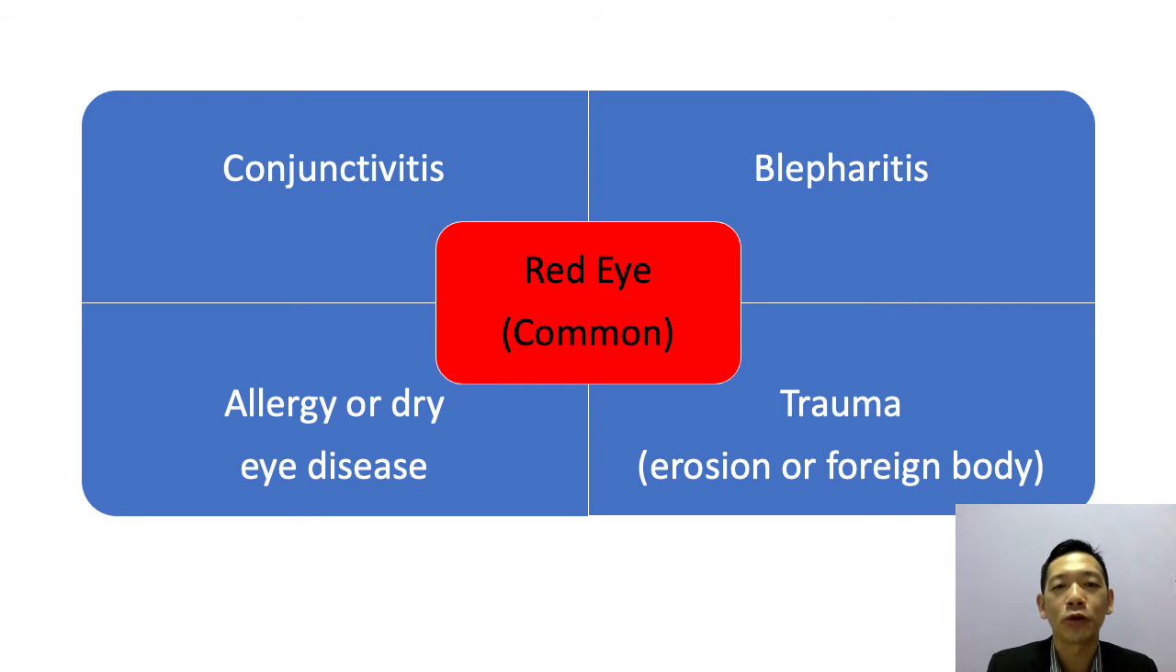Now let's talk about the use of topical steroid for acute red eye. The common causes of acute red eye in primary care settings are conjunctivitis, blepharitis, allergy eye disease, and sometimes patients will come to you with dry eye disease with a red eye, and also after a trauma with some epithelial erosions or a foreign body inside the eye. These are all the common causes that will present initially to the primary setting first instead of going to the tertiary eye care setting.